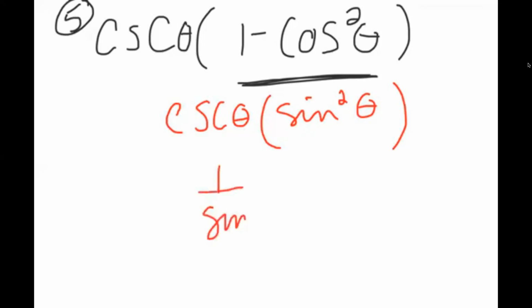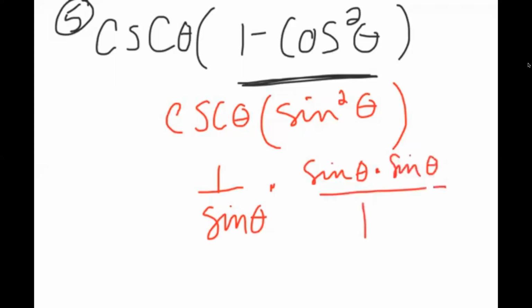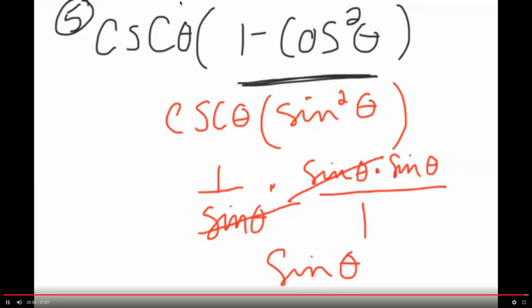Now, cosecant theta is, remember, the inverse of sine theta. So 1 over sine theta would represent the cosecant theta. And of course, sine squared theta, you can rewrite it as sine theta times sine theta. And what happens? You simplify out sine, cross simplify. And what are you left with? Just sine theta. And guys, just like that, seriously, we're done, okay?